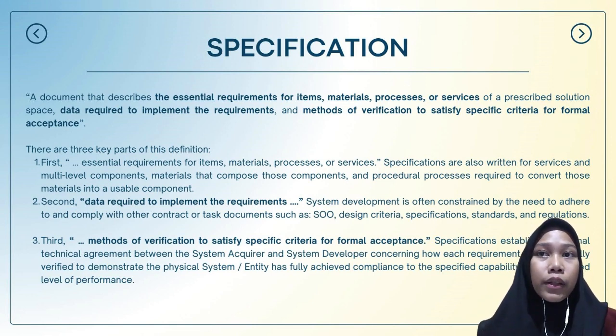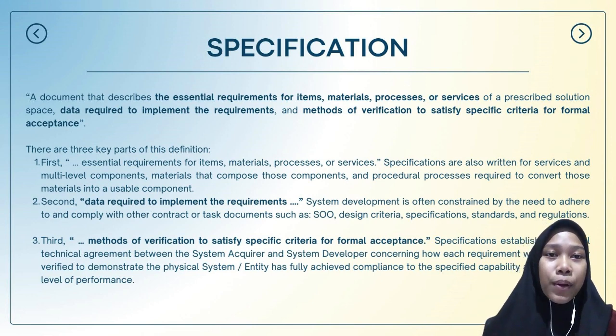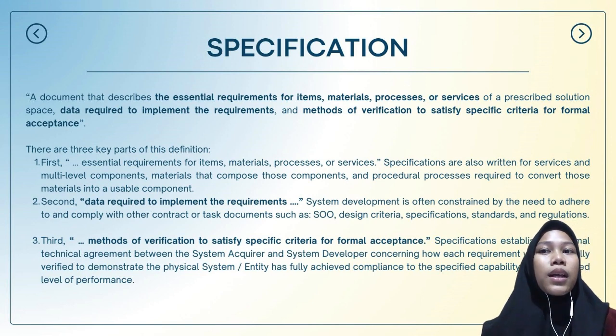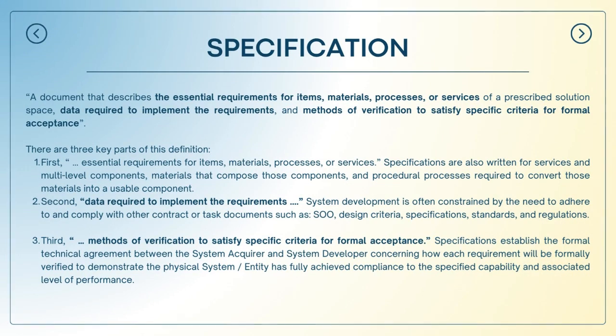Third, methods of verification to satisfy specific criteria for formal acceptance. Specifications establish the formal technical agreement between the system acquirer and system developer concerning how each requirement will be formally verified to demonstrate the physical system or entity has fully achieved compliance to the specified capability and associated level of performance.